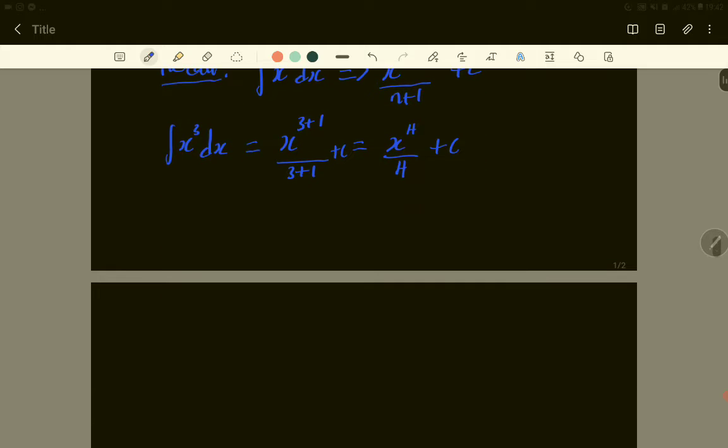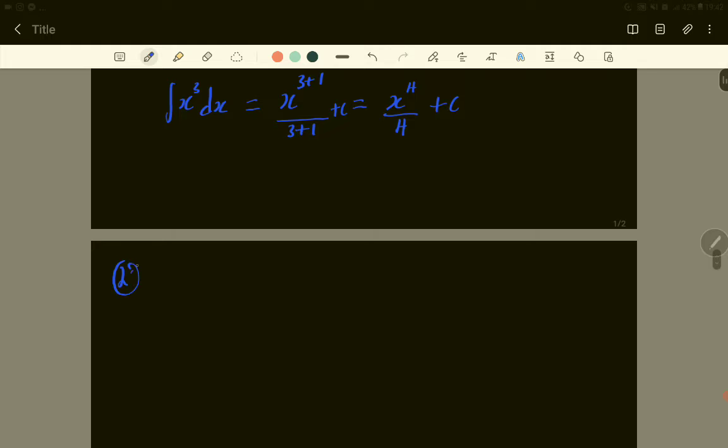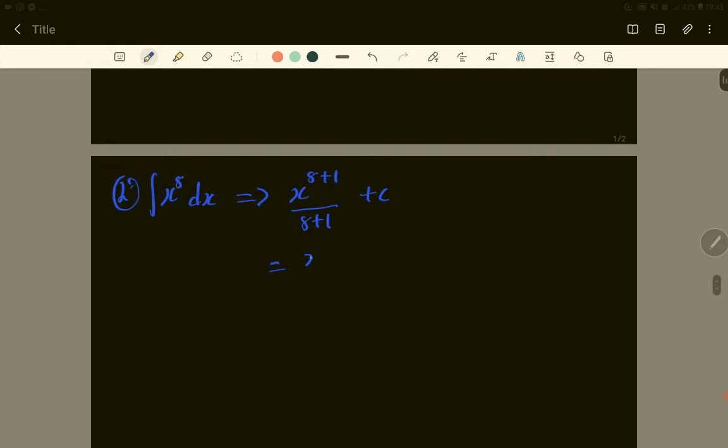Now for the second, we have x to the power of 8. Of course, I'm still going to apply the same rule here. So for the second, x to the power of 8 dx, this is going to give me x to the power of 8 plus 1 divided by 8 plus 1 plus our constant c, which is going to result in x to the power of 9 divided by 9 plus c.